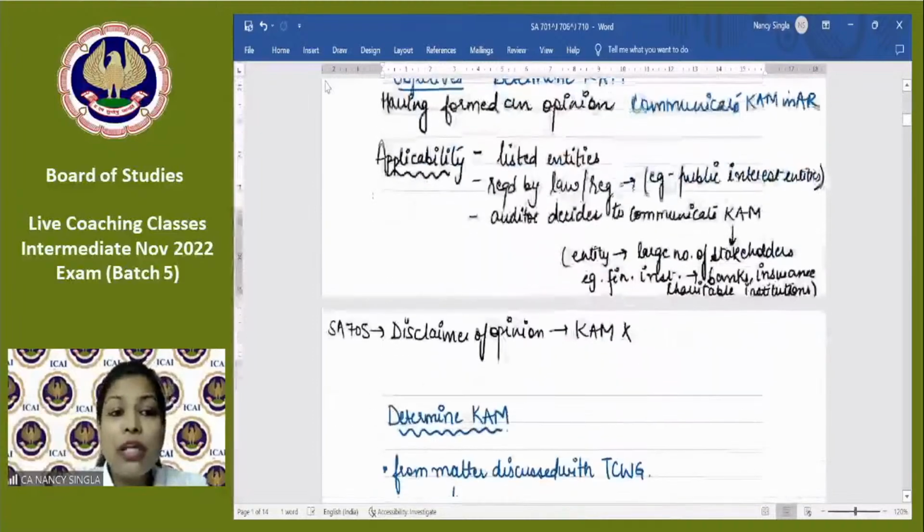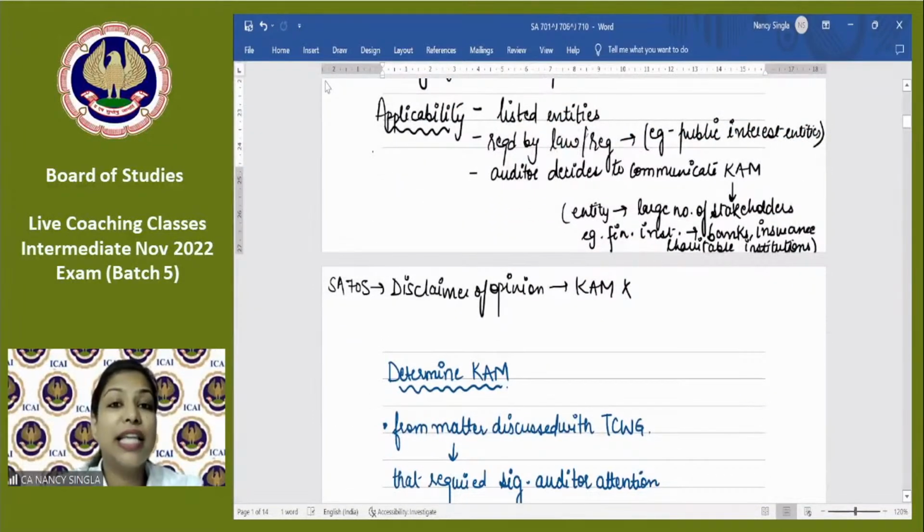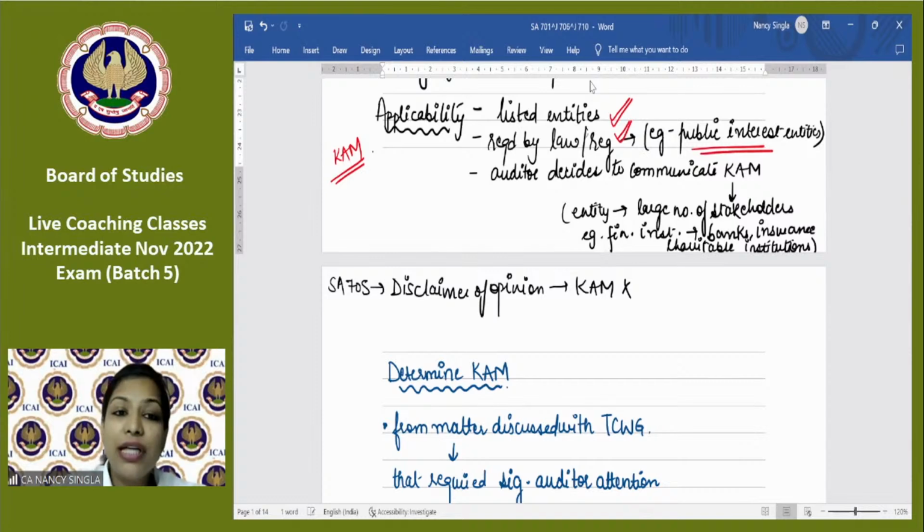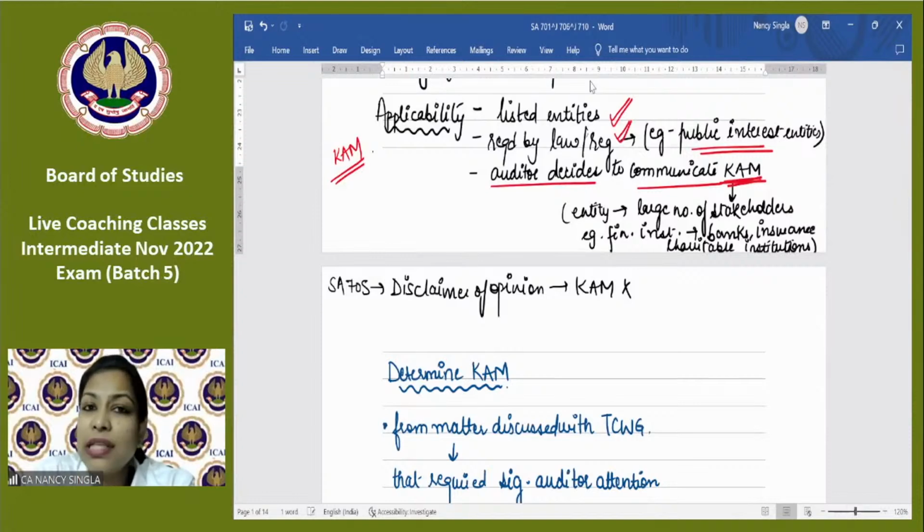Okay? Now, with respect to what all companies is such key audit matter section mandatory? So with respect to listed companies, listed entities, the key audit matter paragraph section should come in the auditor's report. Further, if it is required by law and regulation, the auditor needs to give information in the key audit matter section. For example, public interest entities. Further, even if it is not a listed entity, even if it is not required, but the auditor decides to communicate the key audit matters. For example, if there are a large number of stakeholders, like financial institutions, banks, insurance companies, charitable institutions, and the auditor feels that out of the matters which he has communicated with those charged with governance, such matters which are of most significance need to be told to the users of the auditor's report, so he can mention those matters as key audit matters in the independent auditor's report.